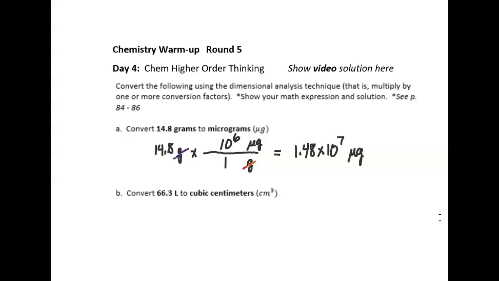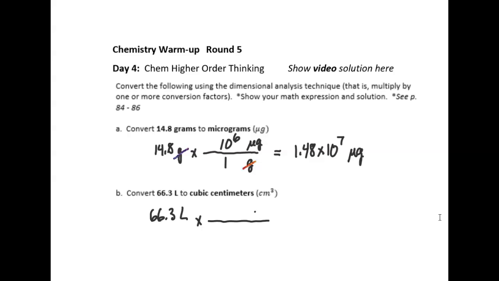Question B, convert 66.3 liters into cubic centimeters. Start by writing that initial measurement, including its label. Write times and draw a fraction line. We want to change from liters into cubic centimeters, but I don't have a memorized conversion factor between them. I do know a conversion factor that changes from milliliters into cubic centimeters. So let's tackle this in 2 steps.